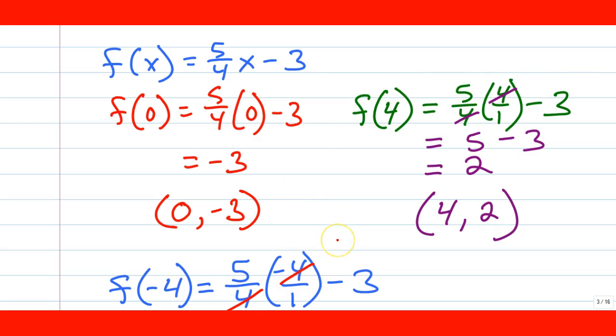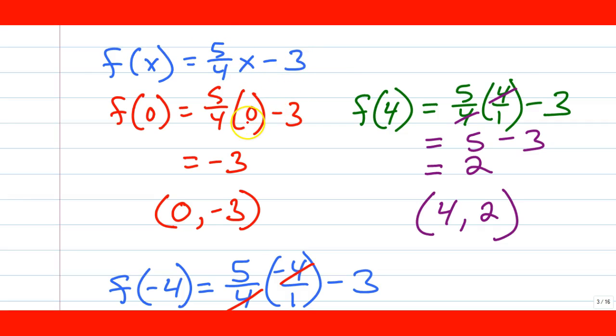2 points will make a line. However, a third will check the line to be sure that we've done the math correctly. We're going to treat this as though it were in slope-intercept form. Where we see the function of x, that's like saying y. So we have y equals 5 over 4x minus 3.